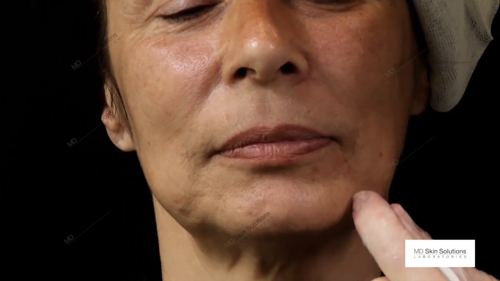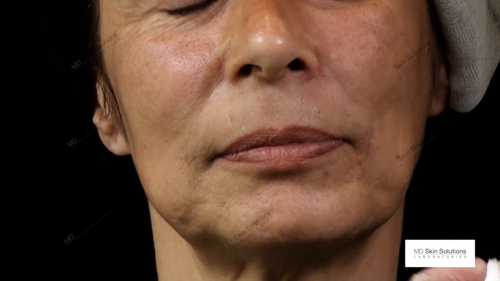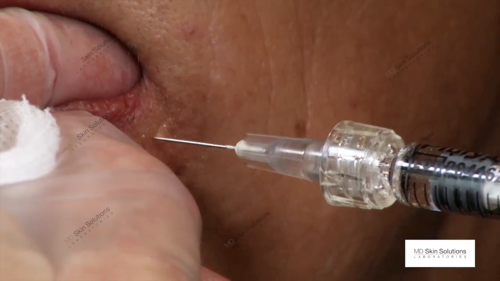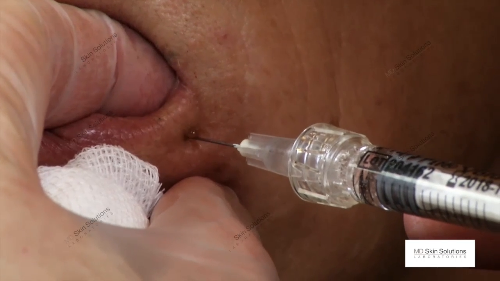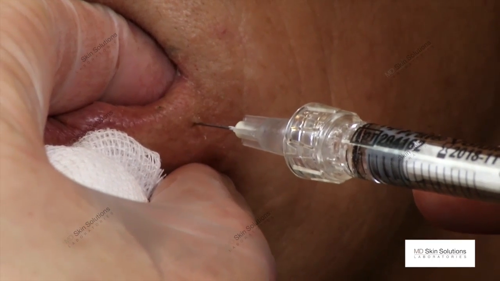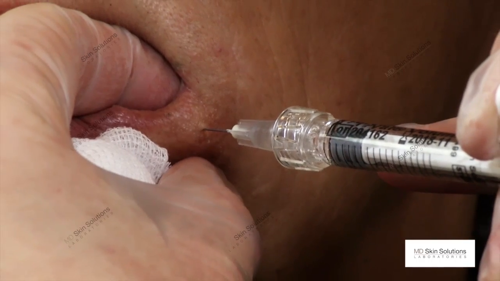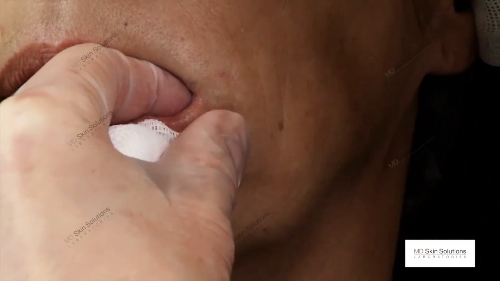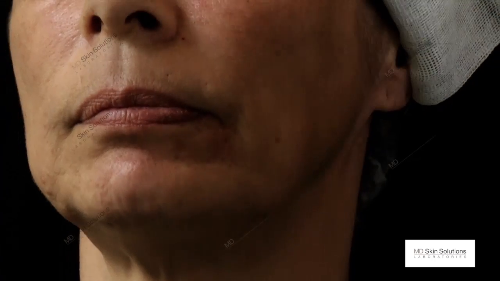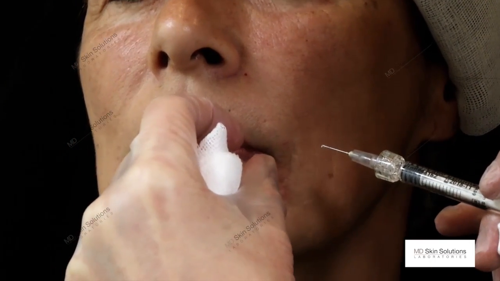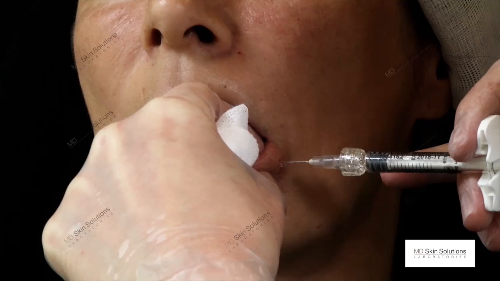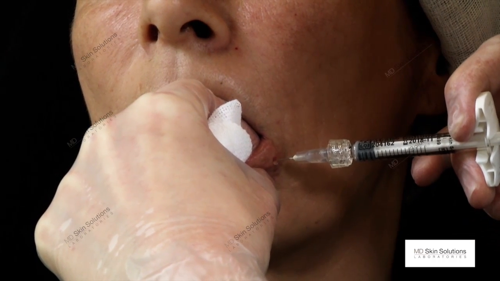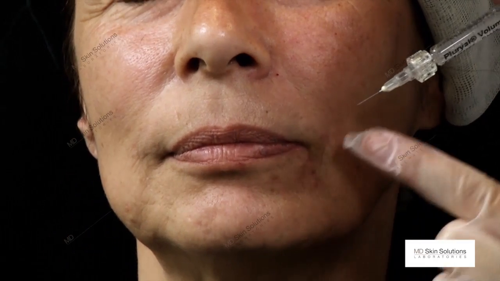The next area of injection will be the corner of the mouth and the prejowl area. The idea here is to put a bolus exactly in the corner of the mouth area to lift up. Okay? And it's a 0.1 of Pluryal Volume. This was a subdermal injection.